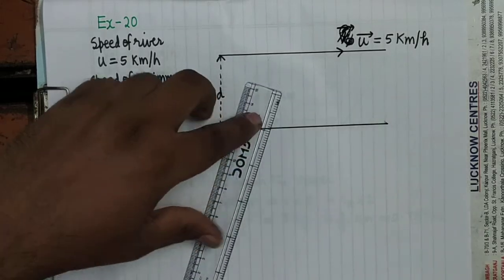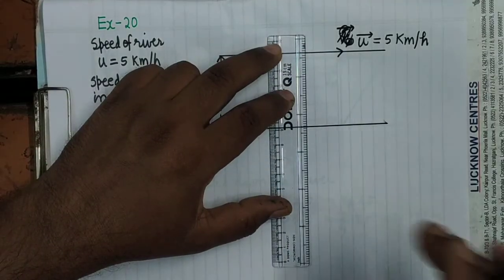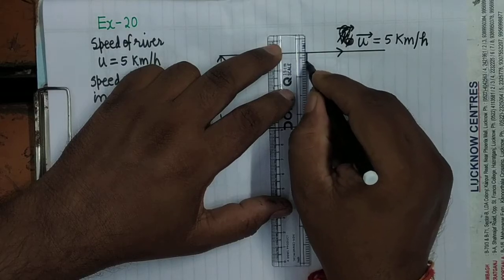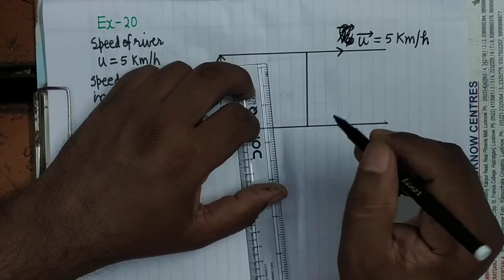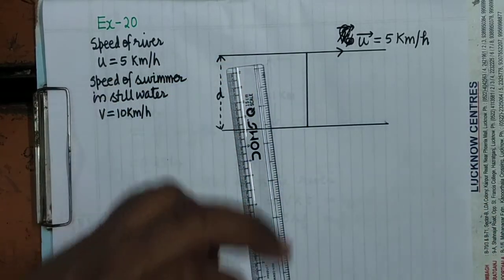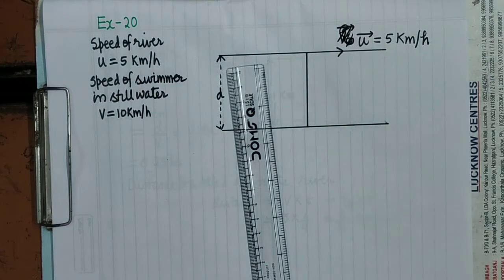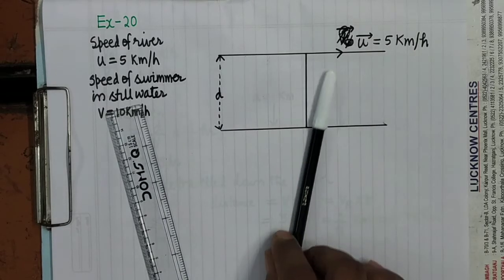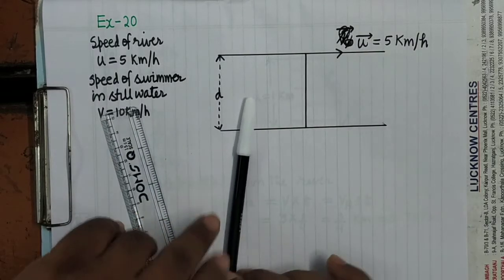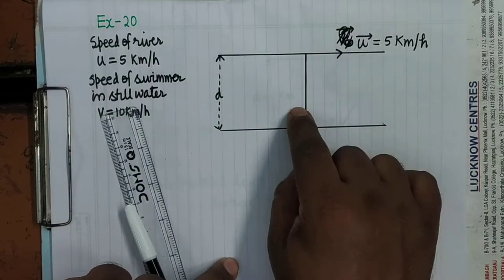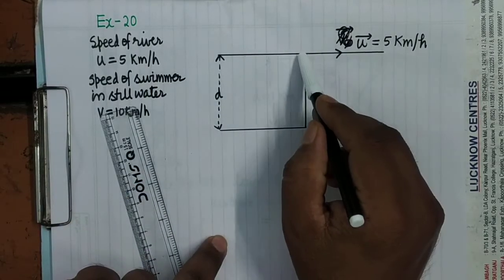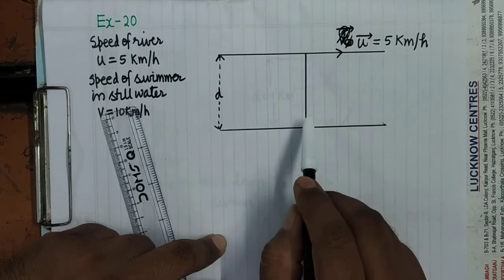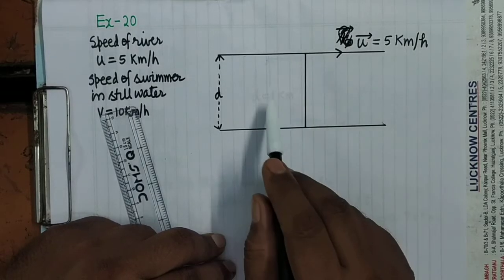So the least possible path will be this path. This will be the least possible path, means going straight. It's clear. Now see here, if he is going straight with this speed, what will happen? His actual path will change because of the force of the river current, suppose he starts swimming in this direction, normal to the current.